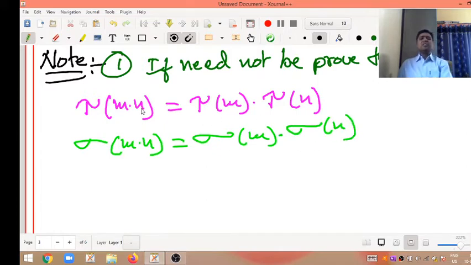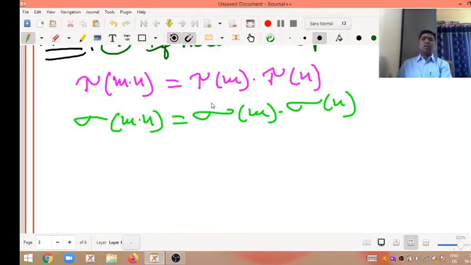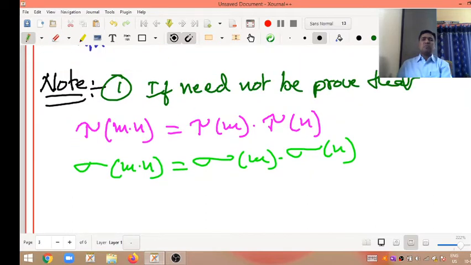If anywhere we want to use these properties, we must use them, not a problem. Tau of m into n is equal to tau of m into tau of n. Sigma of m into n is equal to sigma of m into sigma of n, my dear friends. I hope you all understood this point. I will move on to the next point.